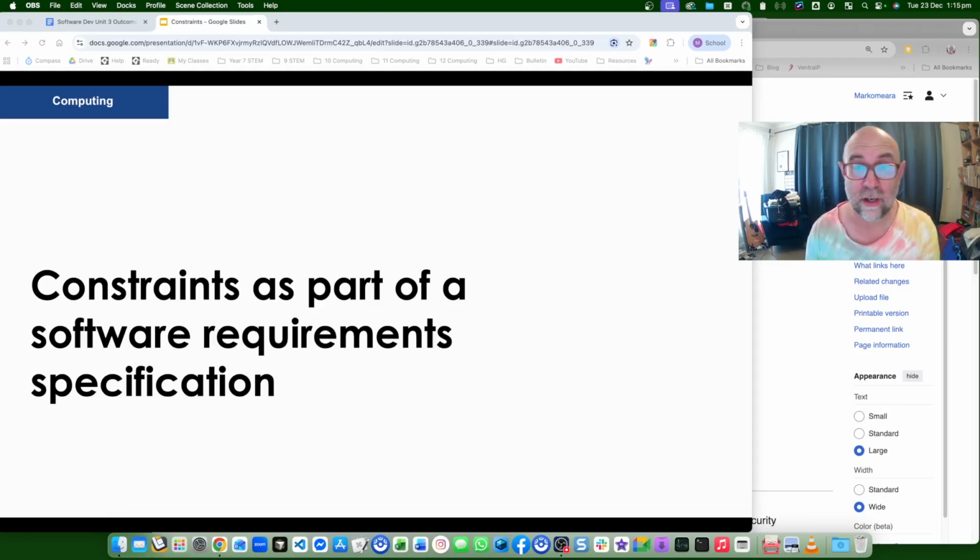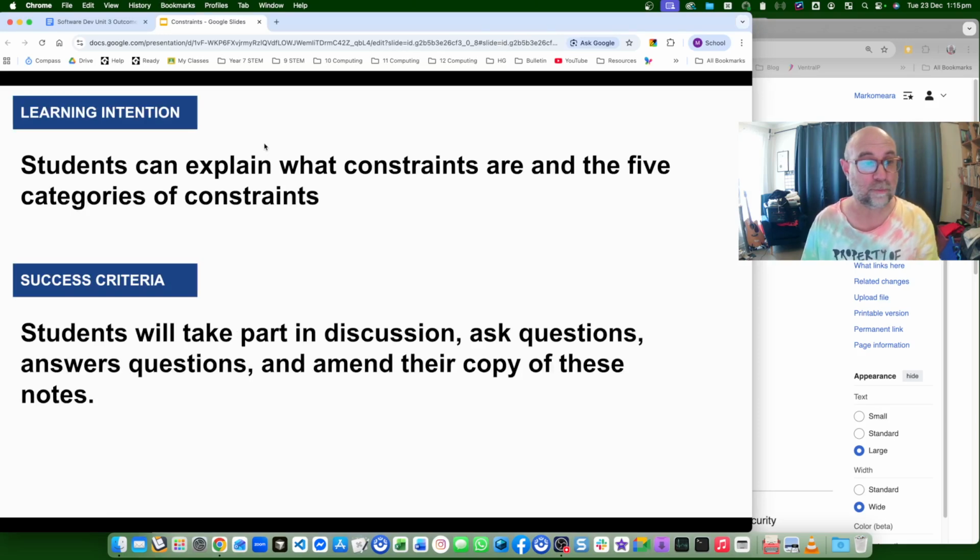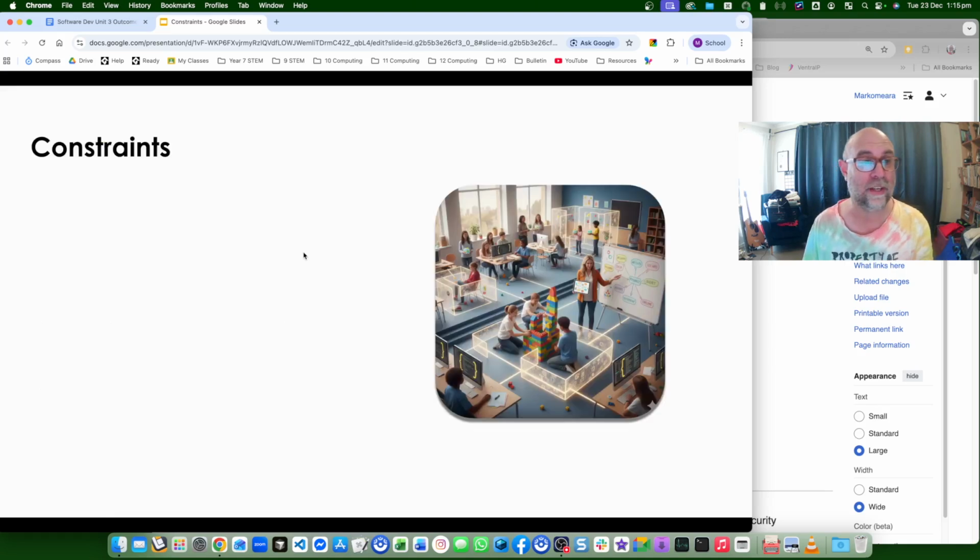My name is Mr. Omar, I'm a teacher at Geelong High School, and this is mainly intended for my VCE computing students. So here is our learning intention: that you can explain what constraints are and the 5 categories. Now that's actually a typo, it should be 4 categories of constraints, and that you'll take part in discussions, ask questions, answer questions, and amend your copy of these notes.